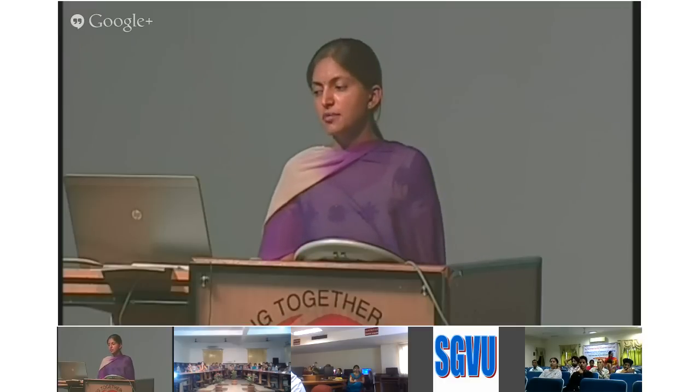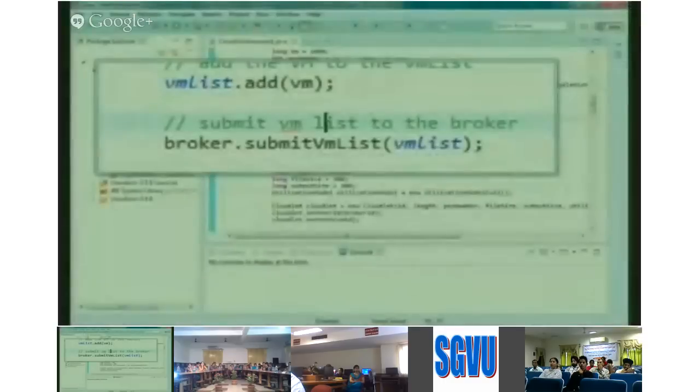So in the next step, you will submit this virtual machine list to the broker so that he can make interaction with the user. So broker is basically interface between user and provider. So you have to submit the whole virtual machine list to the broker. For that, the function name is broker.submitVMList. SubmitVMList function will be called, and in the bracket, you will specify the parameter as virtual machine list, VMList.